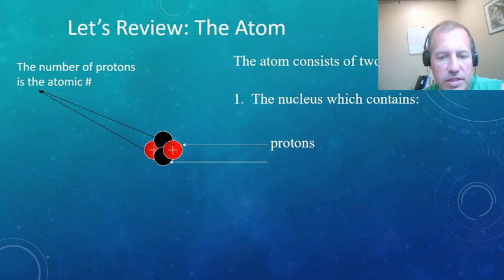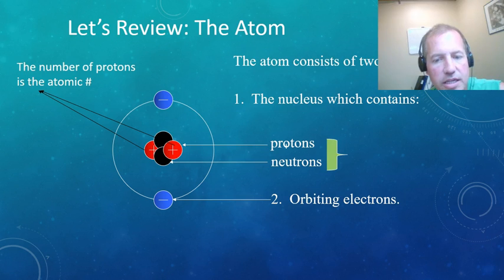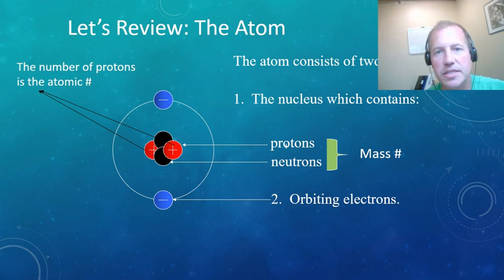Now within the nucleus we have our protons and we have our neutrons, and outside of that nucleus are our electrons that are spinning outside of that. And if we add up our protons and neutrons, we get what's known as our mass number. And that's where I've been telling you, when you're looking on the periodic table, to take that number that you see, the atomic weight there, and round to the nearest whole number, and that will give you the mass number.